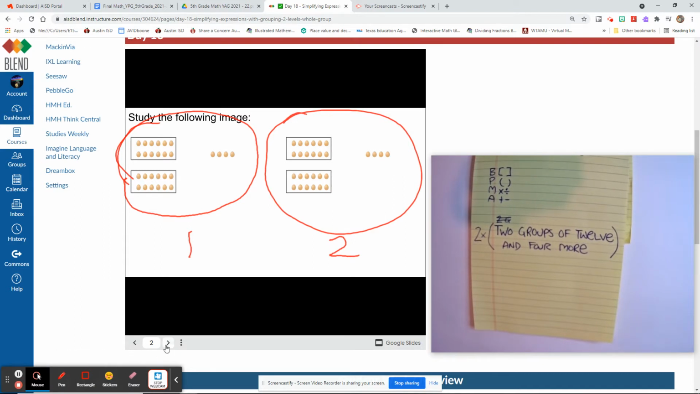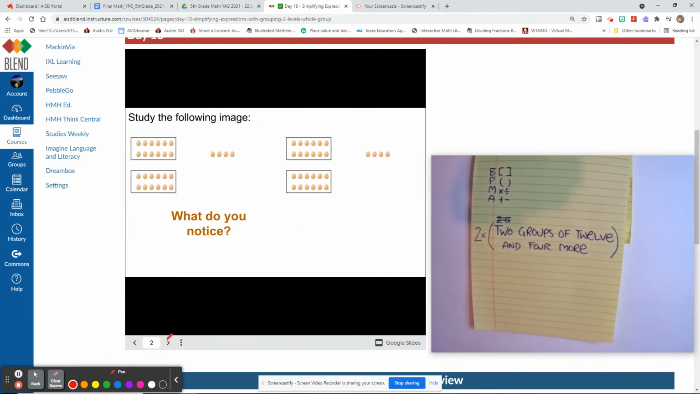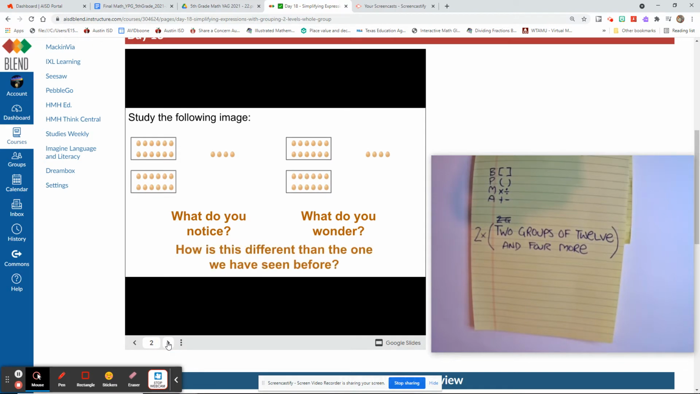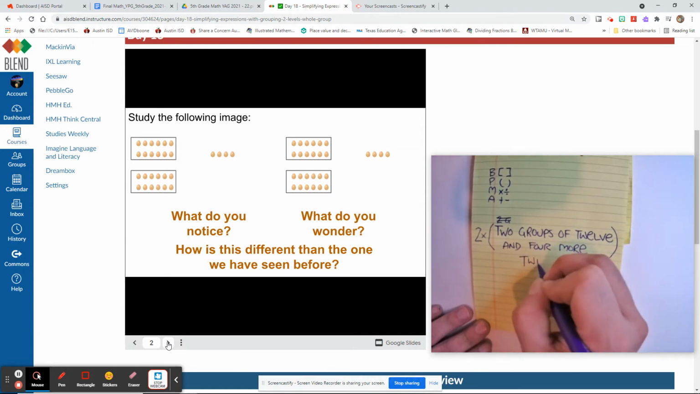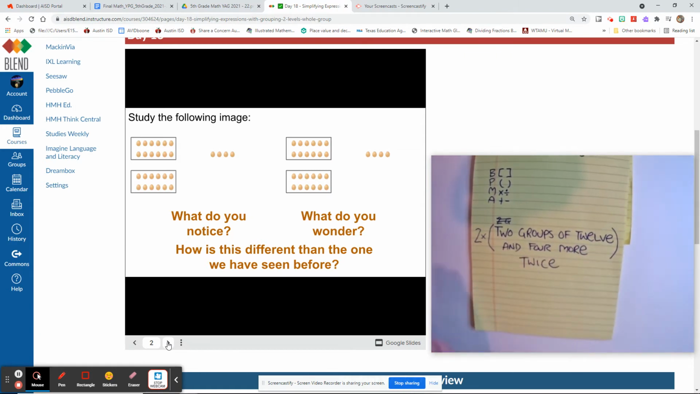Now, basically what happens is there is a way to do this with grouping symbols. All right? And I think I kind of just did with the words. So let's take a look at this. Let me clear all this. Okay. Now, what do we notice? What do we wonder? We notice that there's two groups of 12 and 4 more. And we see that twice. So, if I really wanted to do words again, I could say twice.